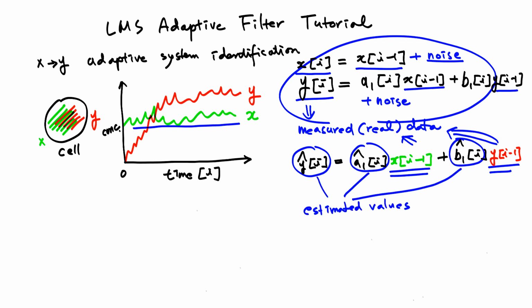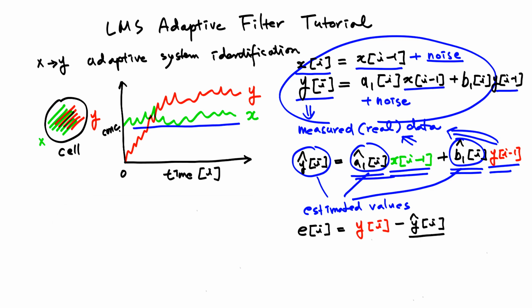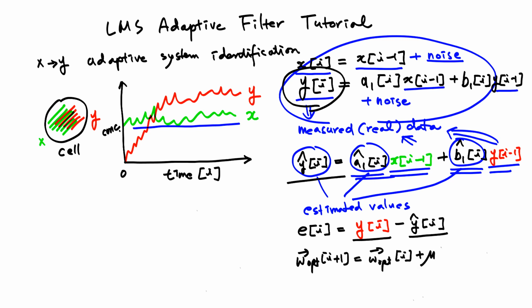And our goal is to estimate these parameter values, which minimizes the error e of i, y of i minus y of i hat. And this y of i hat is this one here, and this y of i is this one here. Our LMS adaptive filter is this. W opt of i plus 1 is equal to w opt of i plus mu times data vector t of i, e of i.